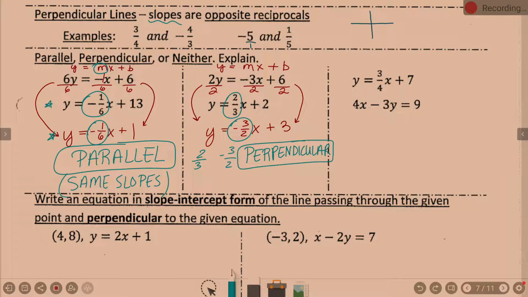And they're perpendicular because they have opposite reciprocal slopes.